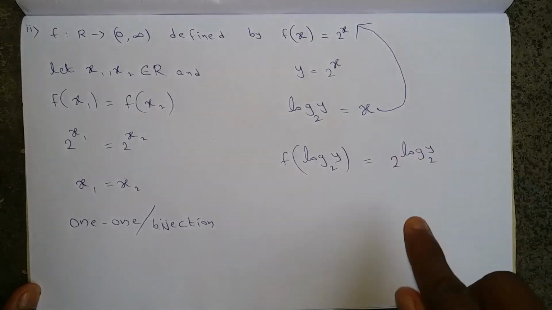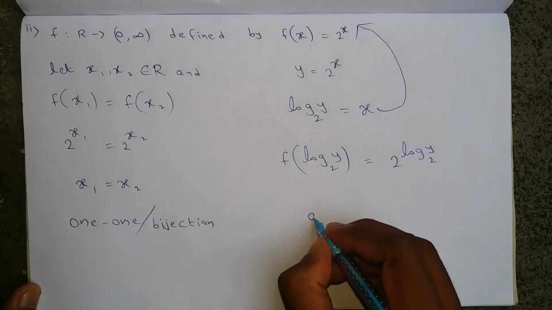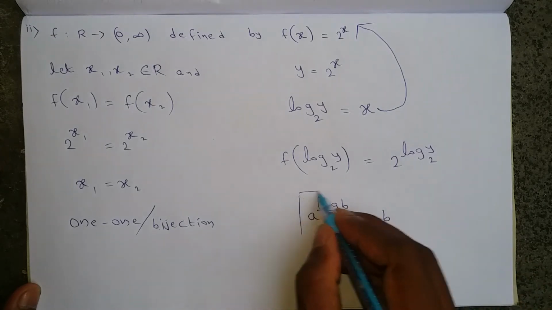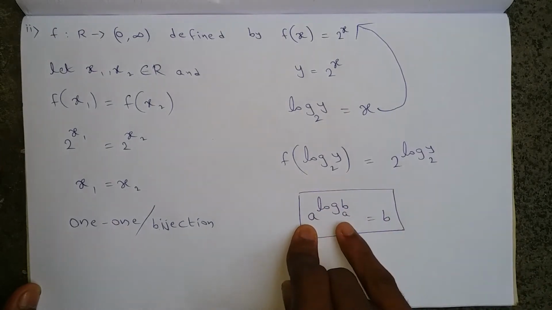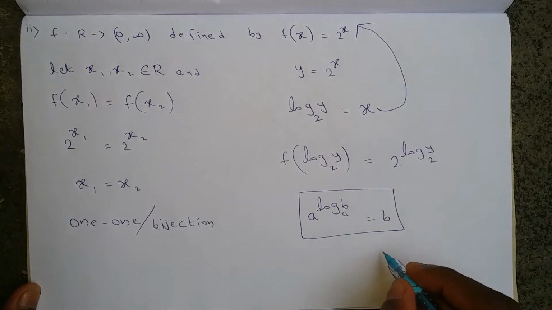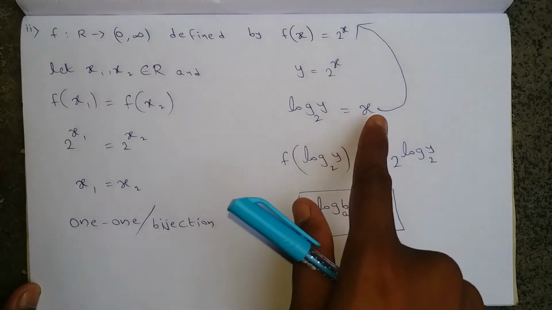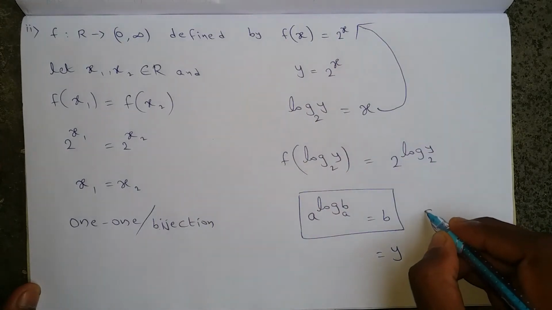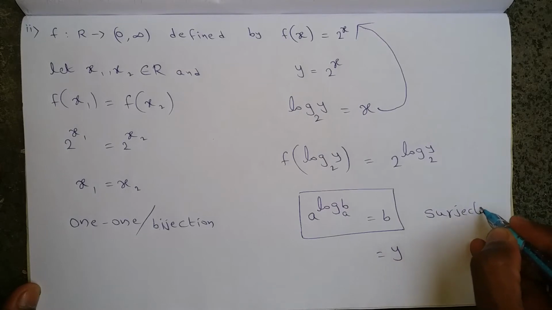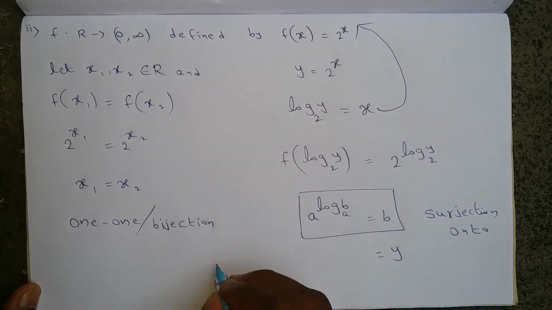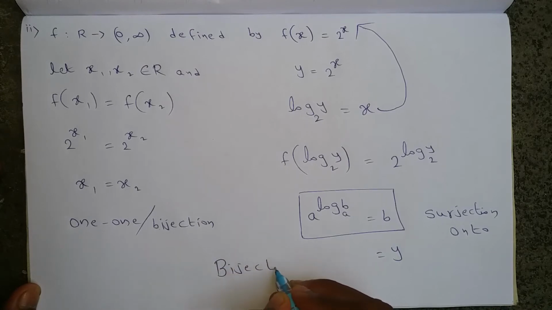Log y base 2. Now if we observe this clearly, this is in the form of a power log b base a, which is equal to b. In simple terms, if these two numbers are the same, this is the answer. So here 2 is there, here 2 is there. These two numbers are the same, so y is the answer, which equals y. So when we got the x value, that x we substituted in the question, and again we got y. So this is surjection, or onto function. The given function f(x) = 2^x is one-one function as well as onto function. So this is bijection.